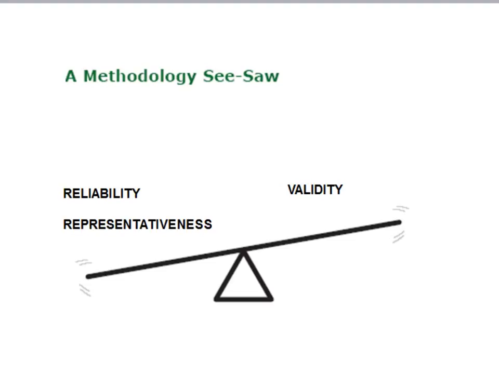However, it's often very difficult to pick a single research method that fulfills all of these criteria. For example, if we take a method like participant observation, that might produce valid data, but as we've already seen, it's not very reliable. And also with participant observation, because you're only looking at a small group, and that small group may not be typical of a larger population, it may lack representativeness.